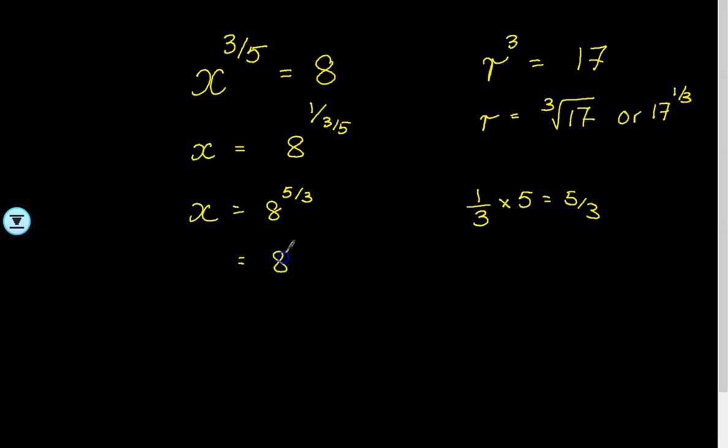Why is that helpful? Because I can now say this is 8 to the 1/3 to the power of 5. What is the cube root of 8? 2. And to the power of 5, so what do we get? 64. Oh, nice try. 32.